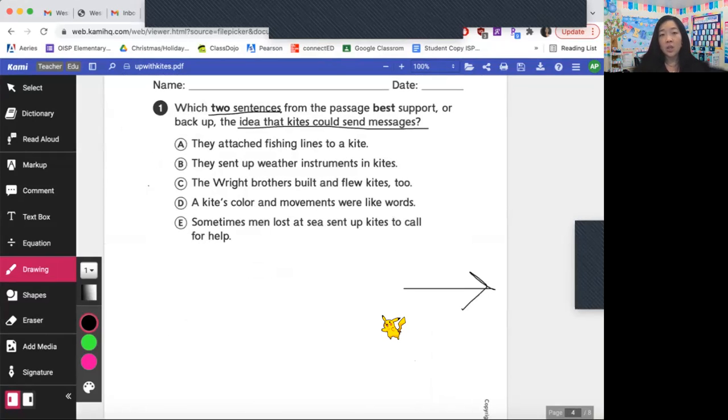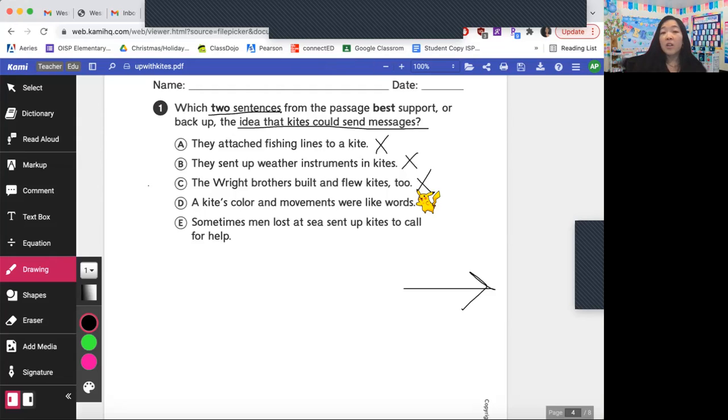send messages? They attached fishing lines to a kite. That was to fish, so I don't think it's A. They sent up weather instruments in kites. Well, that does tell us about the weather, but that's not really a message to talk to each other. The Wright brothers built and flew kites too. Well, that was to learn how to make an airplane, so it's not going to be C. So it must be D and E because those are our only 2 options, but let's make sure.